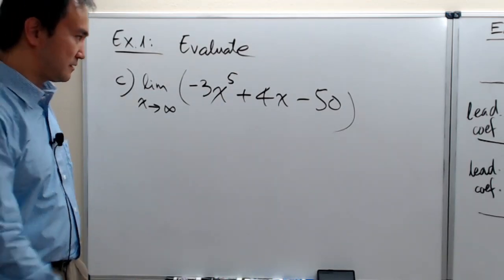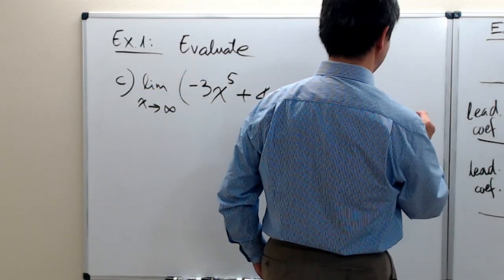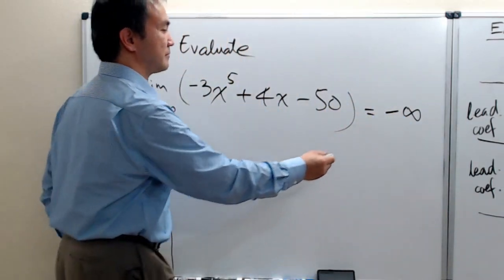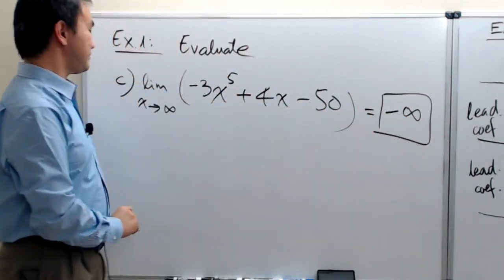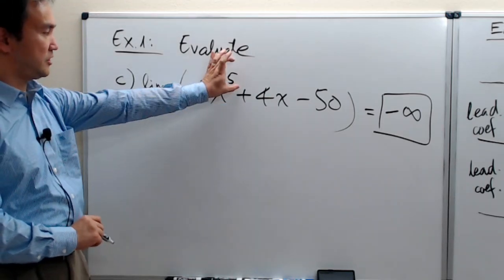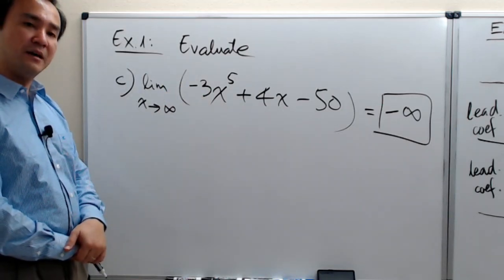All right, you're back. My answer here is negative infinity. This is a right-hand behavior. My polynomial is odd degree with a negative leading coefficient. All right, how about another problem?